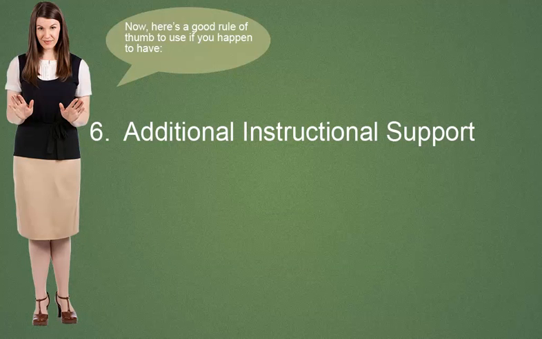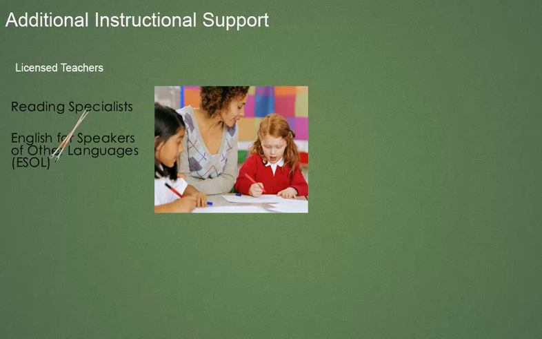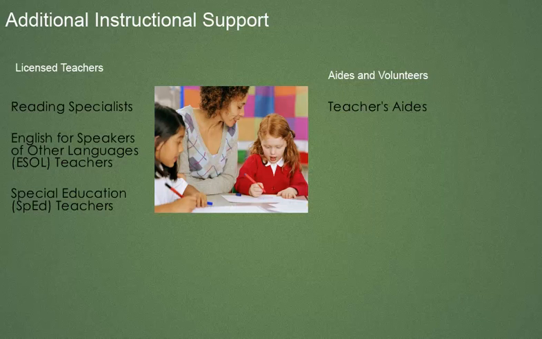Now, here's a good rule of thumb to use if you happen to have additional instructional support in your classroom. Generally speaking, additional instructional support can come from 2 sources: licensed teachers, such as reading specialists, English for speakers of other languages or ESOL teachers, and special education teachers who may be assigned to your class to help with reading instruction with certain or all students. The other source of additional instructional support may come from aides and volunteers, such as teachers' aides, parent volunteers, or even older students.